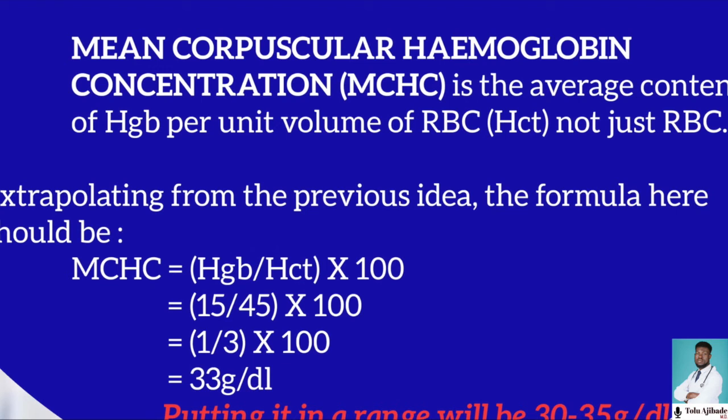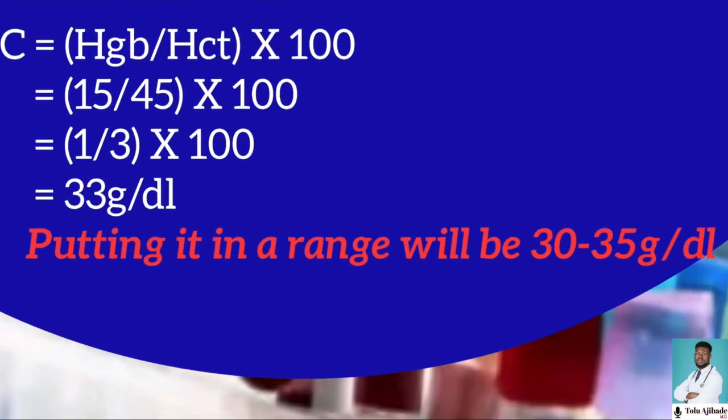So 15 divided by 45. Remember what we said in the last, when we learned these values here. Average, 15 over 45 times 100. That's 0.33 times 100. That's about 33 grams per dL. Now, let me see you put this in a range. If I'm to put it in a range, I will make it 30 to 35. 30 to 35 looks like a perfect range to me, okay? And looks beautiful to the eyes. 30 to 35, round figures.